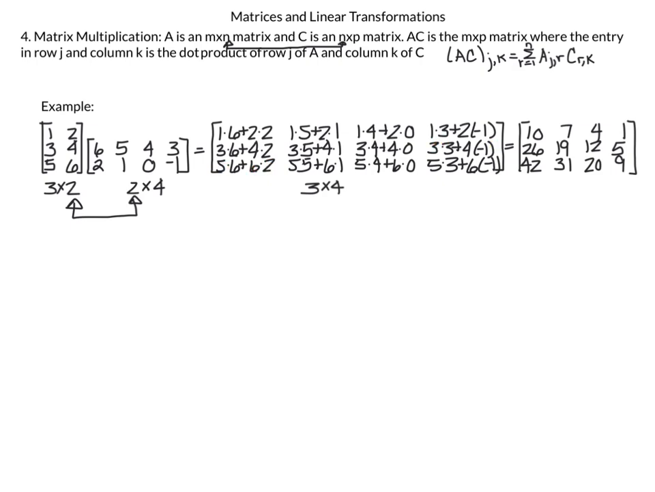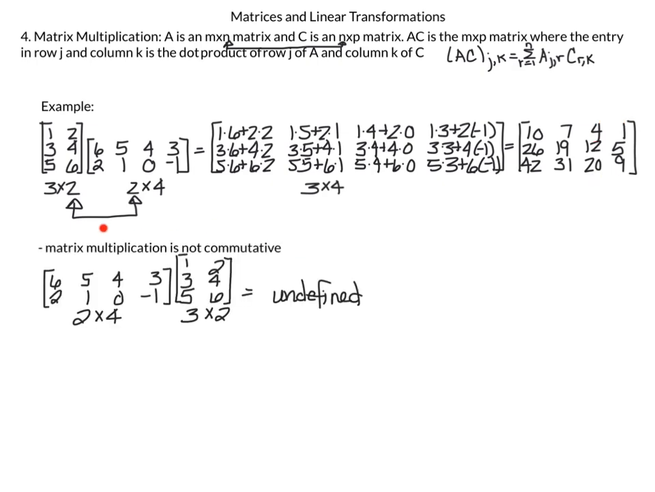And then for the third element, row 3, column 1, it's always row first, we're going to take row 3, column 1, 5 times 6 plus 6 times 2. For row 3, column 2, 5 times 5 plus 6 times 1, 5 times 4 plus 6 times 0, 5 times 3 plus 6 times minus 1. So our final matrix is going to be the matrix with column vectors 10, 26, 42, 7, 19, 31, 4, 12, 20, and 1, 5, 9.